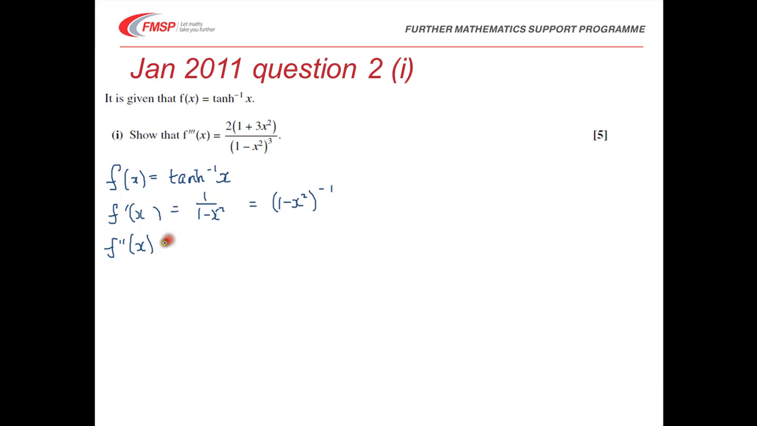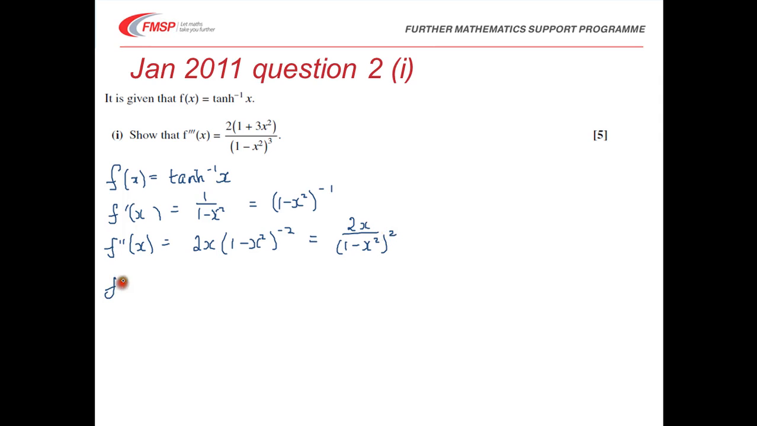So the second derivative is going to be, well, it's going to be a negative there, and then we're going to be multiplying by a negative 2x, so that's going to give us a plus 2x upon 1 minus x squared to the minus 2. So at this stage you could use the product rule, or alternatively you could write it as a fraction and use the quotient rule. It's really a matter of choice, but I'm going to use the quotient rule.